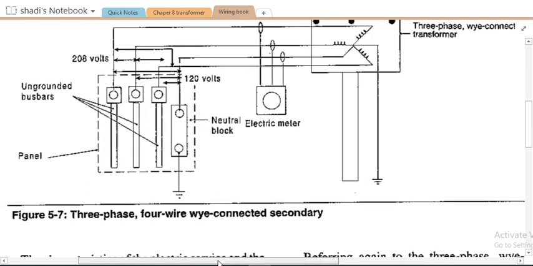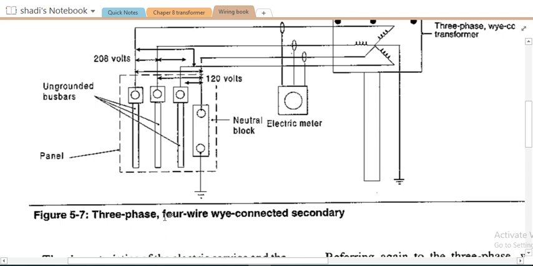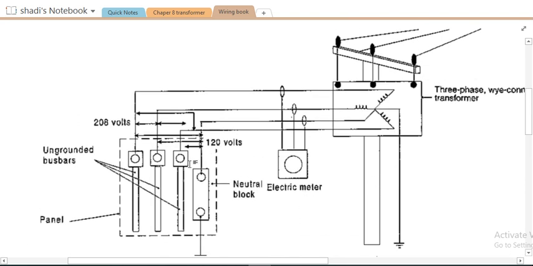Now we are talking here about the service entrance, three phase, four wire, Y connected secondary, and this is the service entrance of this combination. So the Y connected, we have 1, 2, 3 wires together, and we have three ungrounded conductors connected to this bus bar, and the grounded, which is the neutral wire. As you can see it goes all the way here to this neutral bus bar.